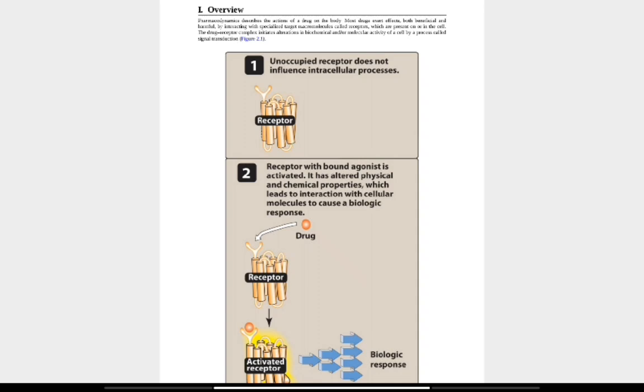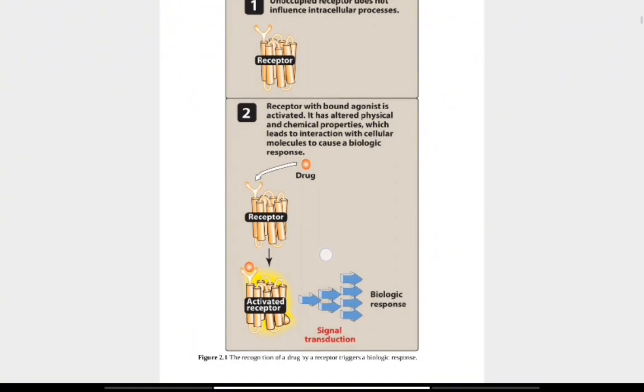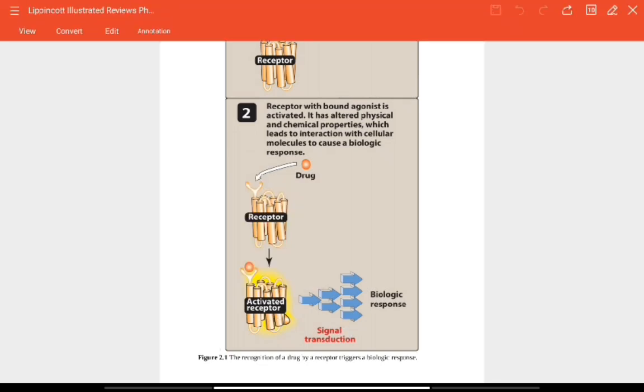We have receptors on our cell membranes. The binding of the receptor and the drug molecule is just like a lock and key mechanism. A receptor with a bound agonist is activated. First, our cell membrane has receptors which are unoccupied. Once the drug arrives, it is accepted on the receptor and binds to it. Then its physical and chemical properties are altered, which leads to cellular molecules causing a biological response. Once the receptor is activated, there will be a signal transduction and you will receive a biological response, which we call drug effects.